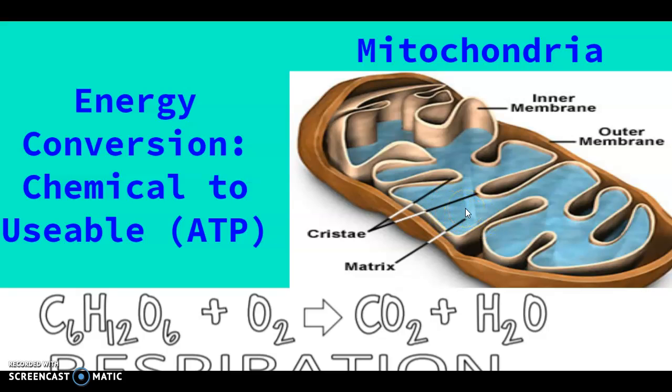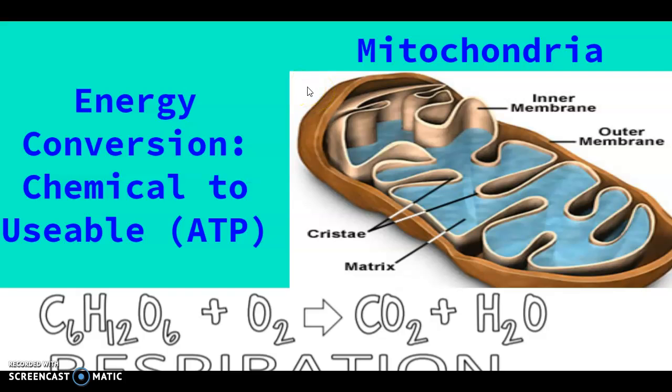So there are 3 stages of cell respiration. The first stage is glycolysis. It actually occurs outside of the mitochondria, in the cytoplasm. Every organism does glycolysis, whether or not they have oxygen or they don't have oxygen.